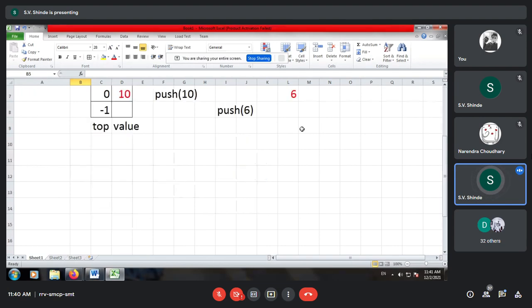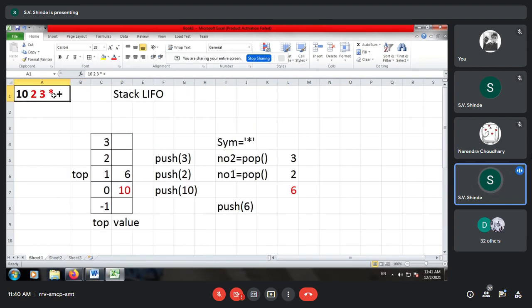Now moving further, we have completed the first operation, that is multiplication. So scanning from left, we get the next symbol, that is plus. So over here we will discuss symbol plus. Symbol is equal to plus. Since it is a mathematical symbol, again we have to do the pop operations. We have to pop number 1 and number 2.